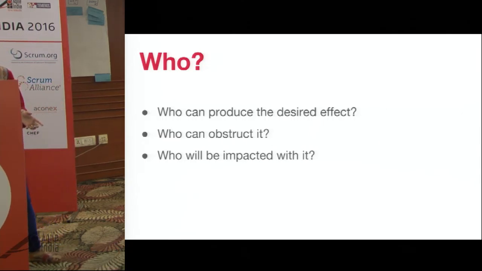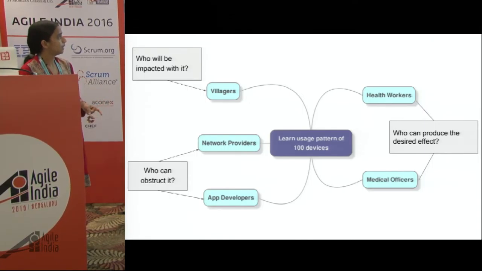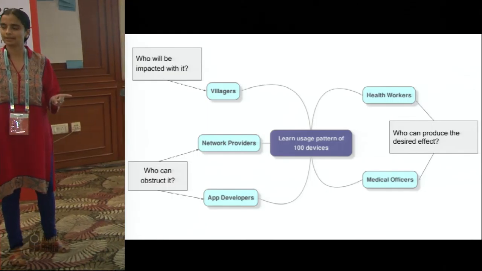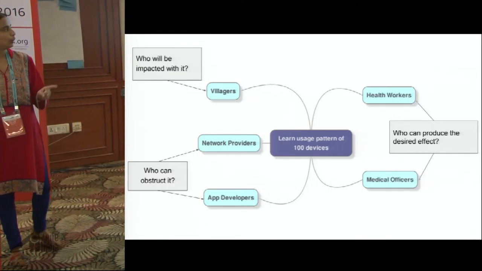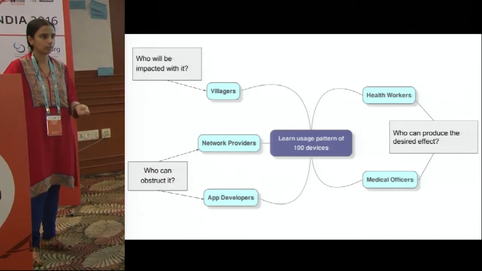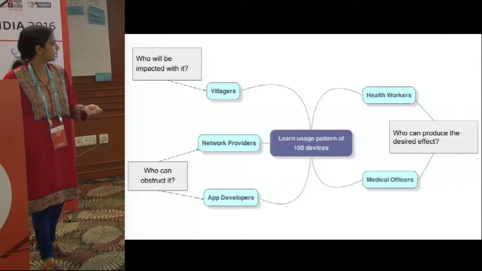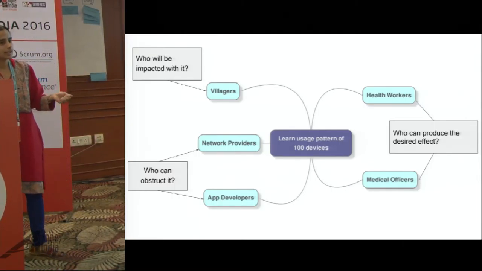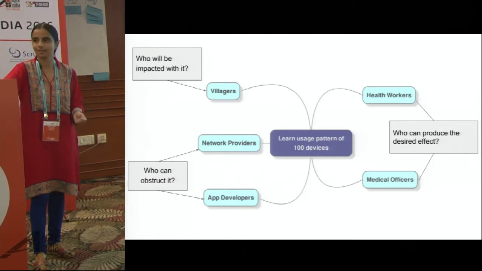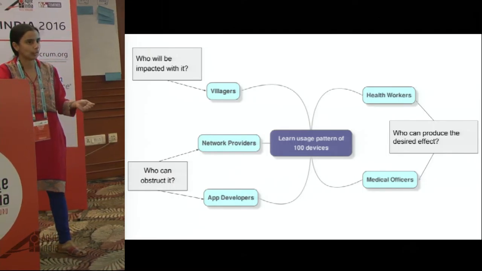To give an example, this is what we came up with for our MDM product. The villagers are the obvious ones impacted; they get impacted by the product. Those who can help are the health workers and the medical officers, by using the devices properly, and medical officers training the health workers to use the devices correctly. And the network: if this completely relies on the mobile network and that doesn't work, then there is a huge problem. So they can disrupt us from achieving what we want.